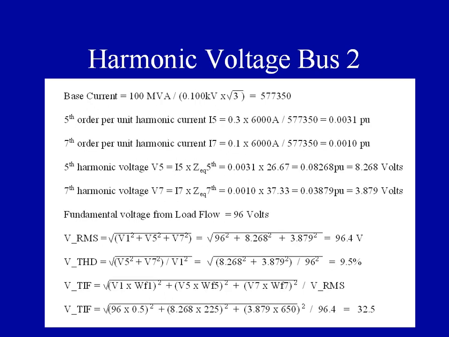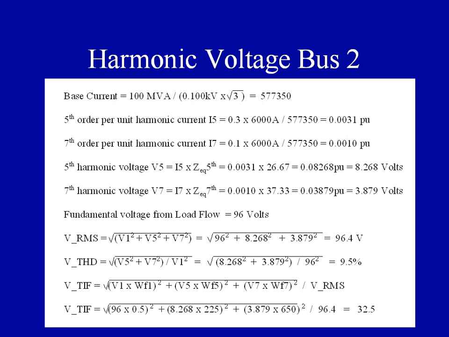Knowing the network impedance at each frequency and the harmonic current at each frequency, the harmonic voltages can be calculated. Our base current at bus 2 on the system base is 100 MVA divided by 100 volts times the square root of 3, or 577,350. The fifth order harmonic current is 30% of the 6,000 amp fundamental current divided by the base current. The seventh order harmonic current is 10% of the 6,000 amp fundamental current divided by the base current.